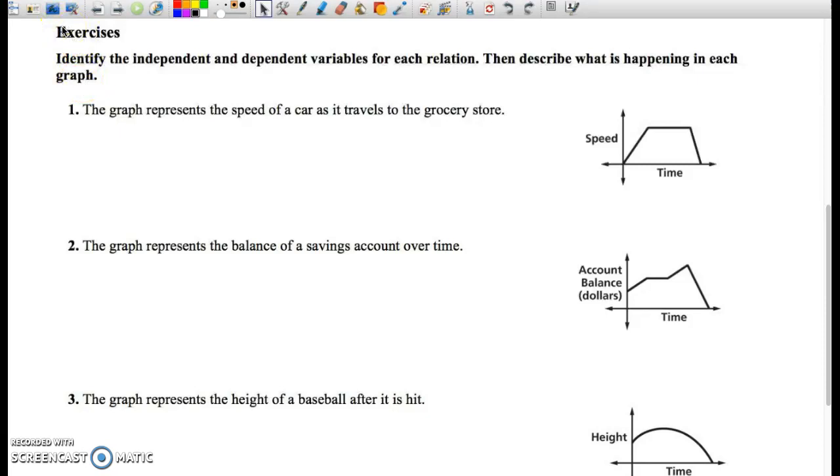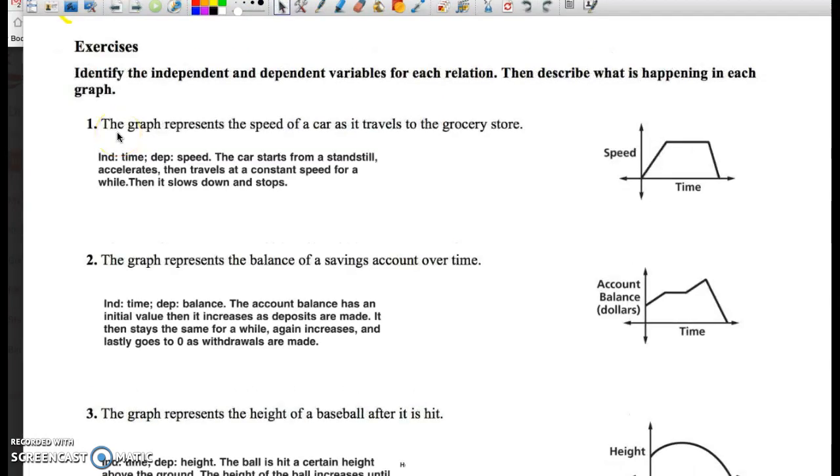Remember, find the independent and the dependent, and then describe what's happening in the graph, similar to the examples at the top of the page. Okay, to wrap up, let's see how you did. I have now pasted the answers in here because this is quite a long exercise for me to write out and not run out of time on the video. So hopefully you did okay. When you have a look at my answers, let's see how they correspond to yours.